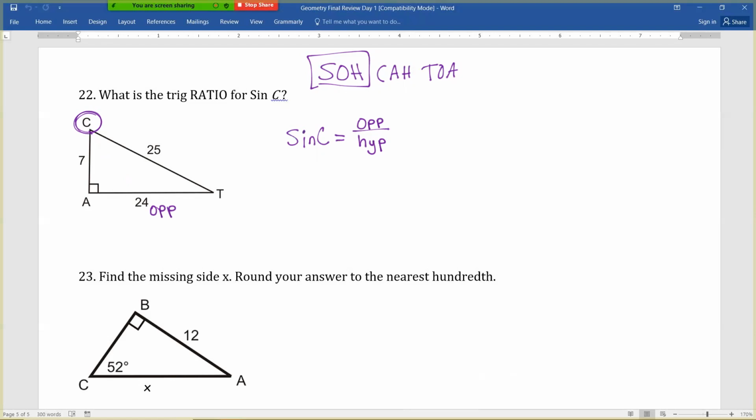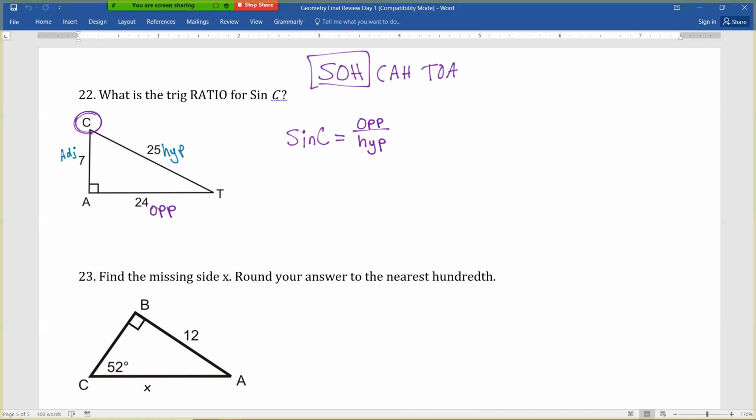The next thing I always label is the hypotenuse. The hypotenuse is always the longest side, in this case, the 25. And then the last thing you have left must be the adjacent side. Adjacent is touching the angle, but not the hypotenuse. So now we've labeled them, then we're just going to go back and fill them in.